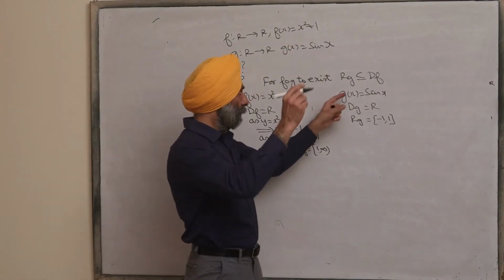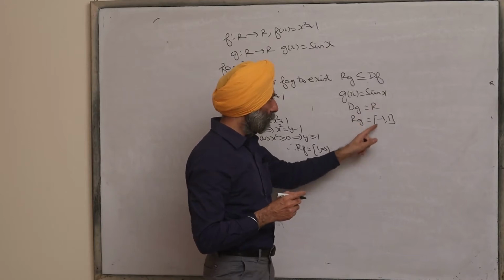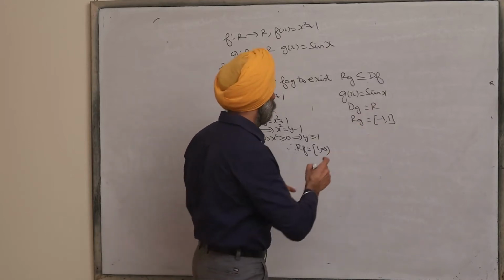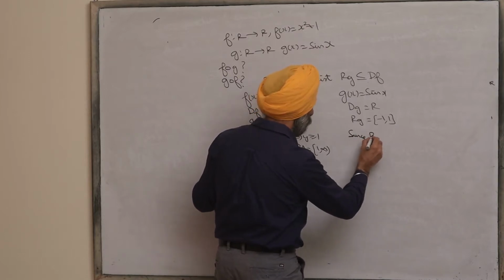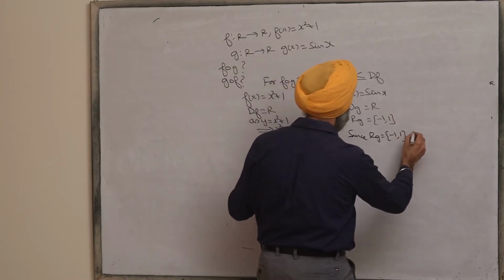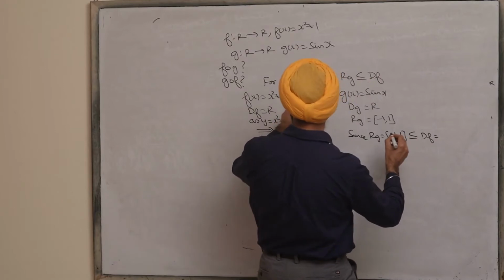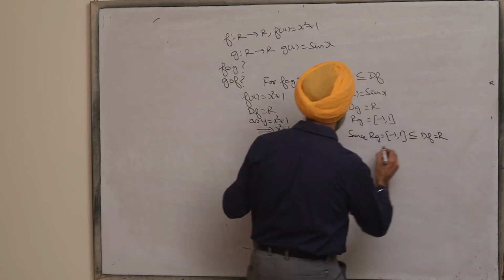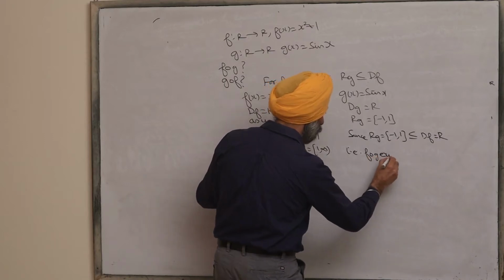So we have g(x) = sin x, domain of g is R, range of g is -1 to 1 here. Now since the range of g, which is -1 to 1, is a subset of the domain of f, which you can see from here is R, that is f of g exists.